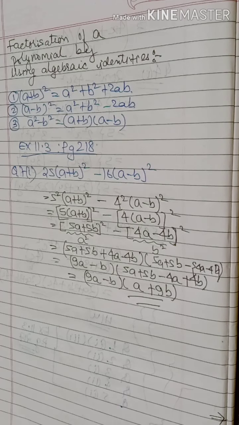Okay, so we have used the standard identity, a square minus b square is equal to a plus b into a minus b, to factorize this polynomial. Okay, I think the working is clear to you.